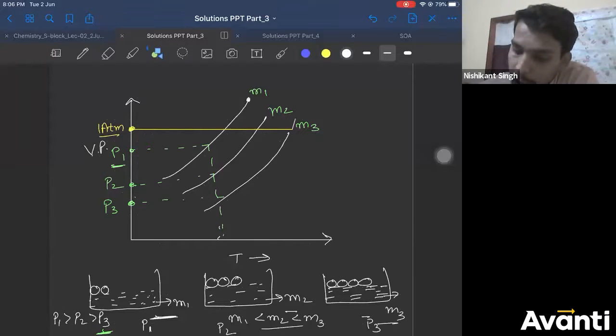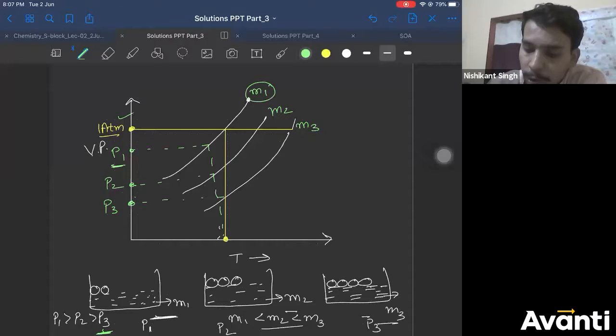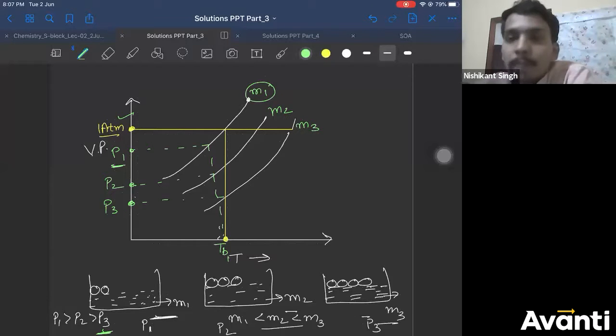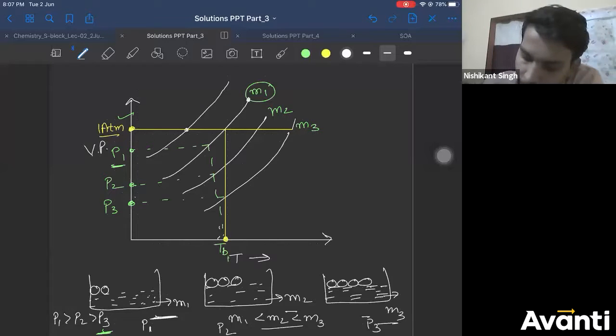Now what you can do here is, see carefully again. This is the temperature at which vapor pressure of solution 1, molality 1, becomes equal to atmospheric pressure. So this is boiling point of solution 1. Let's draw one graph for solvent also. So solvent will lie somewhere here. So this is the graph for solvent.